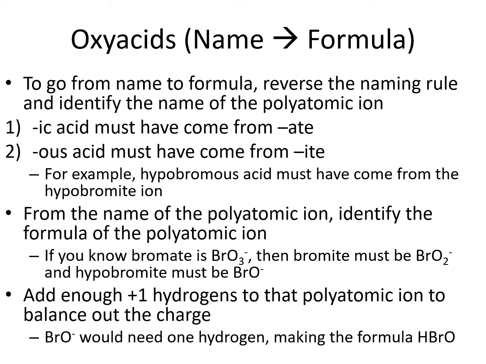If I know bromate has 3 oxygens and a -1 charge, I know hypobromite must have 2 fewer oxygens and the same charge, so it must have 1 oxygen and a -1 charge. Finally, to complete the acid, we would add enough +1 hydrogens to make the neutral acid. Since hypobromite has a -1 charge, hypobromous acid must have 1 hydrogen.